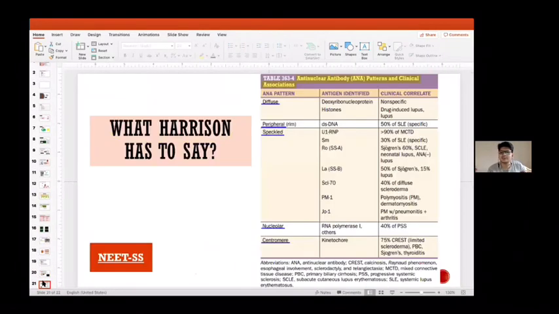The next thing that comes is what Harrison tells about a table. Okay. So this is something in NEET SS or Viva. It can be asked or it has been asked already as per our question library. So if you see, the diffuse pattern is targeting histone and DNA, and we have seen it is targeting histone, DNA, and even nucleosome. So according to them, diffuse is non-specific. It can be seen in drug-induced lupus or lupus itself. Okay, but if they tell peripheral rim pattern, it is specific to dsDNA, which is seen with the lupus.